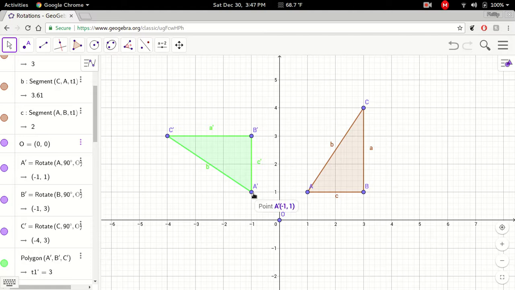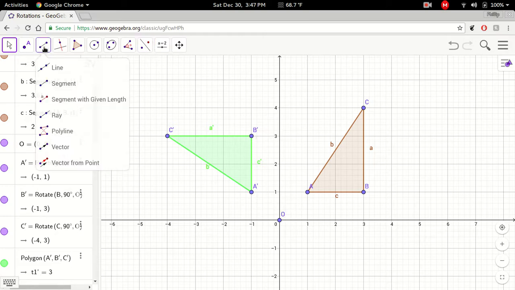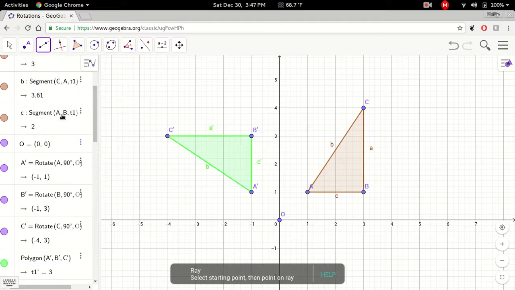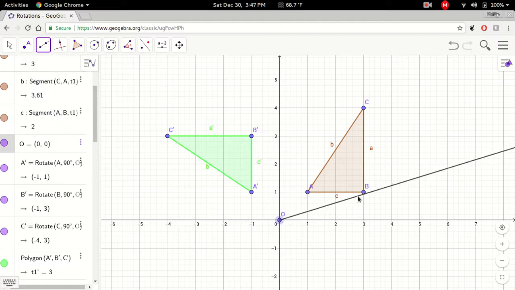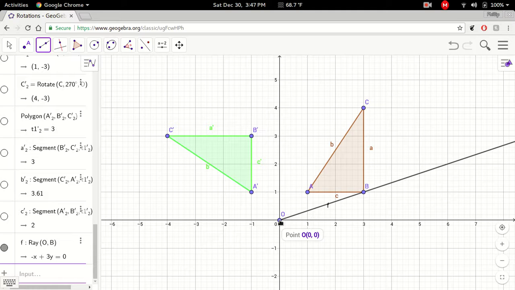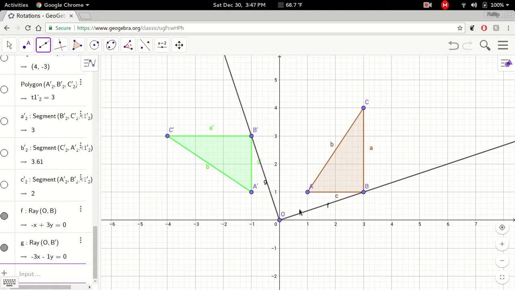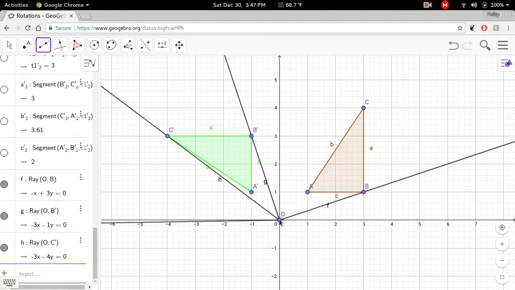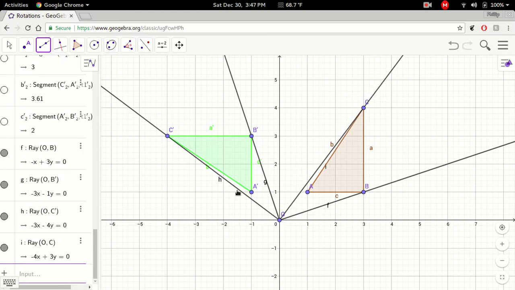Once again, if you were to draw lines through these 2 points here, you would see that it creates a 90-degree angle. I can actually connect the dots here for you so you can see them. If I draw a ray from the origin through B and then another ray through the origin to B prime, notice that we have another 90-degree angle. If I do the same thing from the origin through C prime and the origin through C, again I have a 90-degree angle. Okay, so we've done a rotation of 90 degrees.